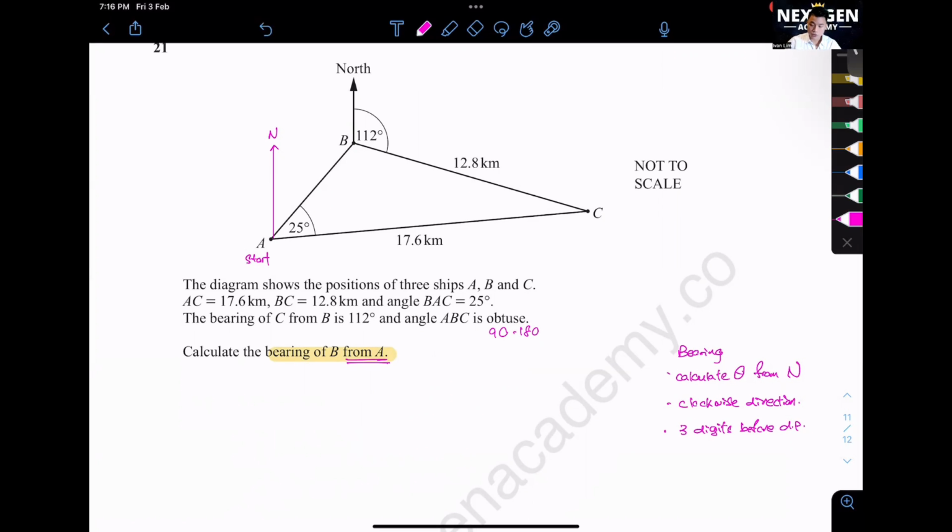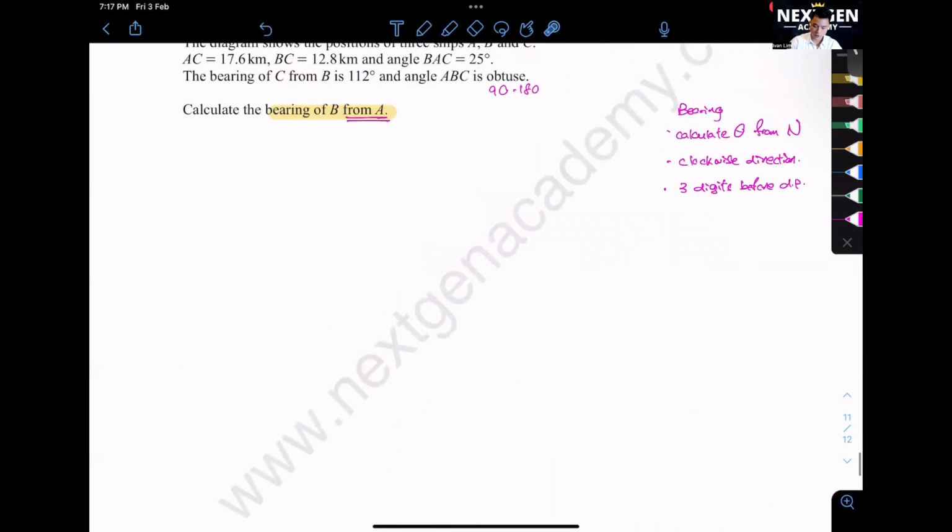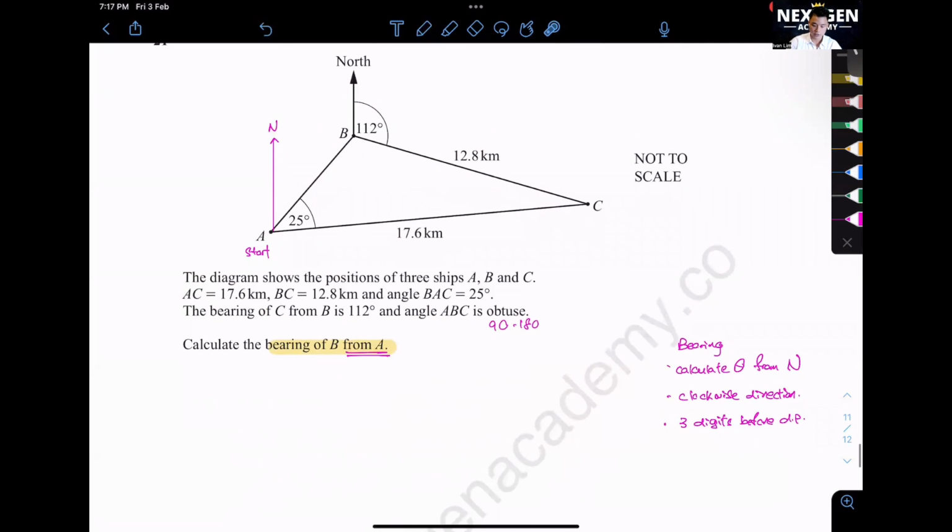Is the line AC straight? Yes, it's a straight line, but is it horizontal? 90 degrees? No, not so easy. Look how many marks: 5 marks. Otherwise you could just take 90 minus 25, but it doesn't work that way. So we can use this co-interior angle. This angle plus this angle will be equal to 180.